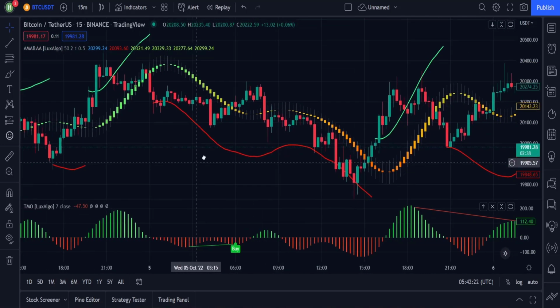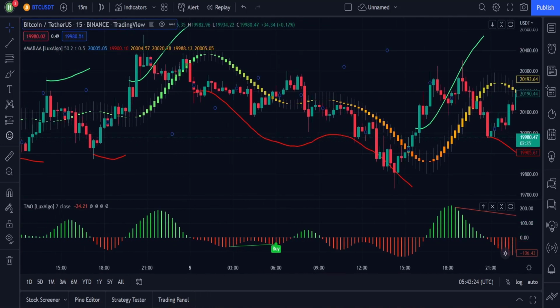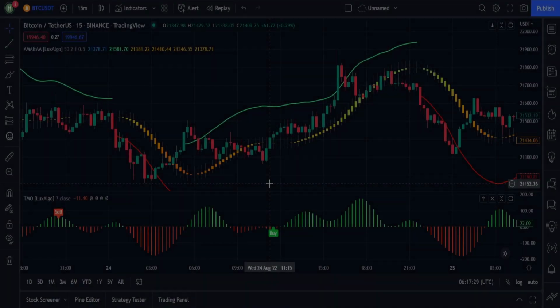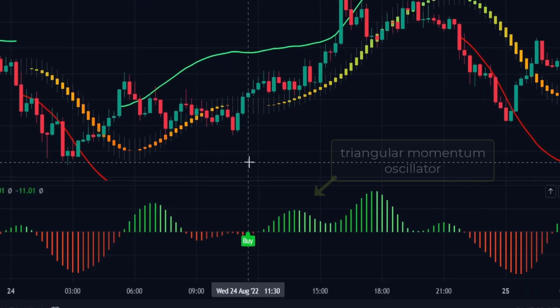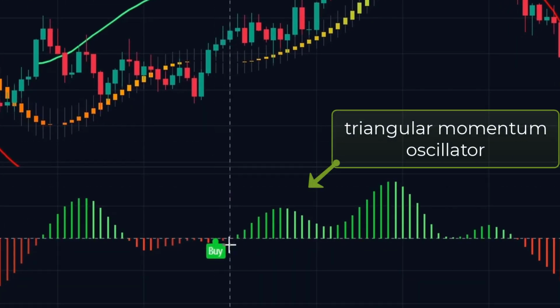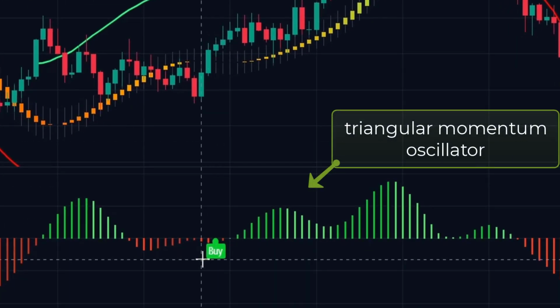Now that you know how these indicators work in our strategy, let's now understand the rules for our trading strategy. So here are the rules for entering a buy trade. Number 1, we need to have a new buy signal issued by the Triangular Momentum Oscillator, like this one.